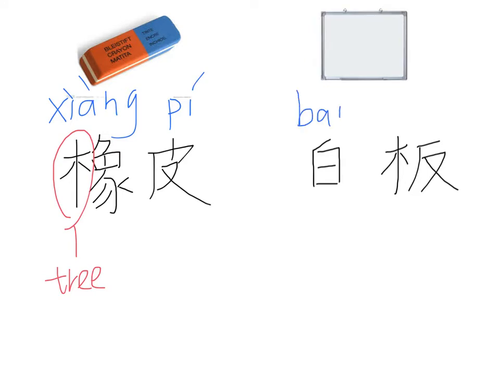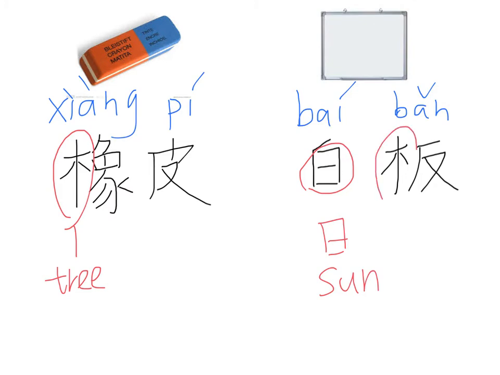白板是 whiteboard. 白 means white. 那白呢? In the middle looks like 日, the sun. 那板 means board. 板有一个 radical. Board is made of wood. So you see tree again. Let's practice writing the tree radical.